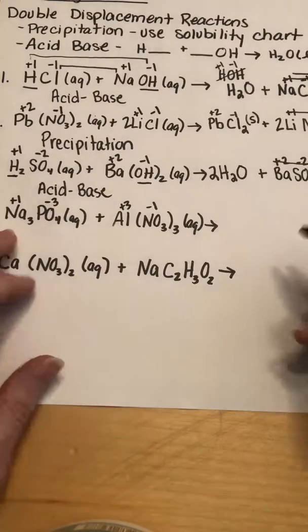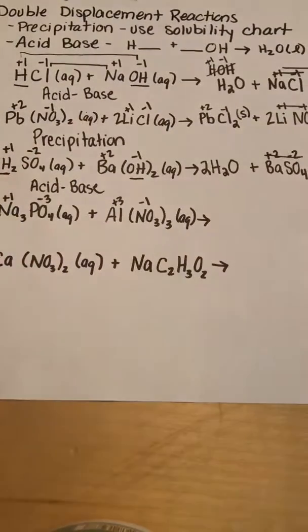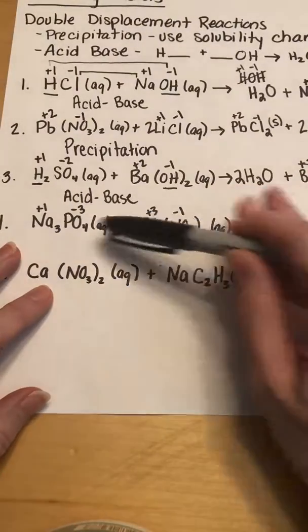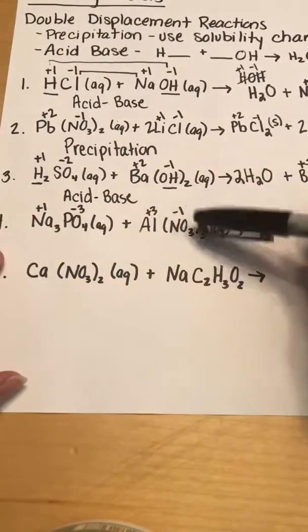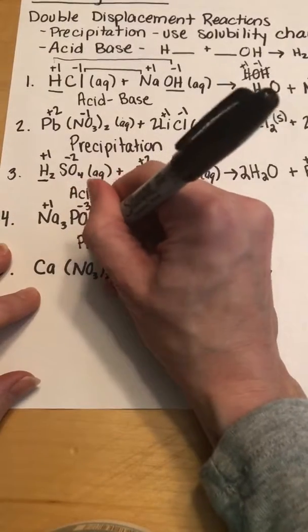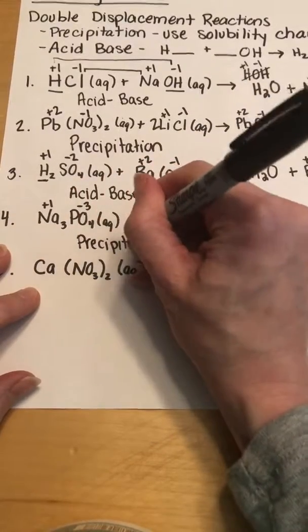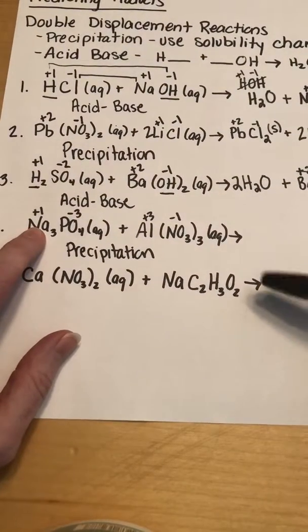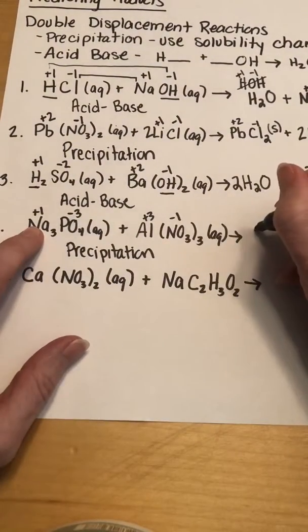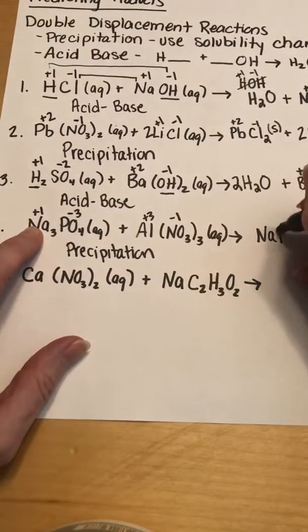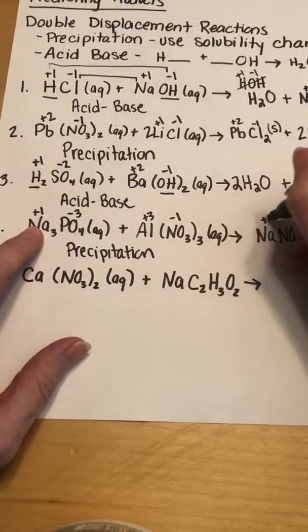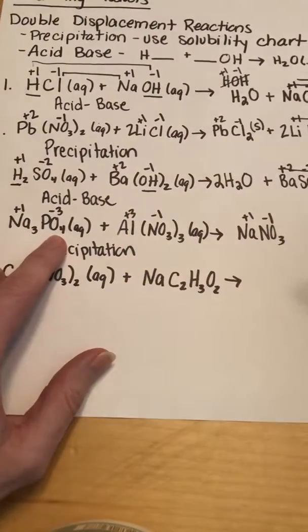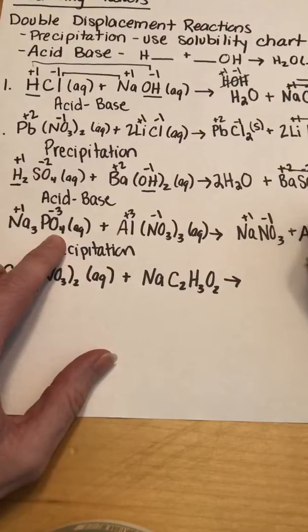So again, my positive from one, oh, before I do that, I should back up. My additional classification, I know it's not an acid base. It doesn't have a hydrogen and an OH, so this is going to be a precipitation reaction. Okay. The positive Na is going to bond with the negative from the other one, which is the NO3. And then the aluminum and the phosphate are going to come together. Again, remember, always write your positive one first.